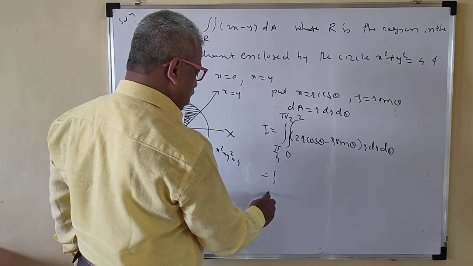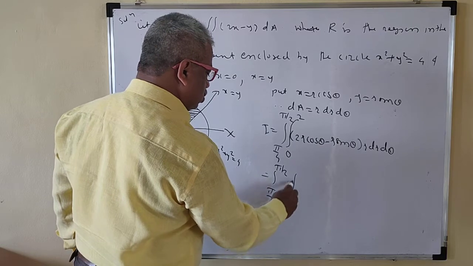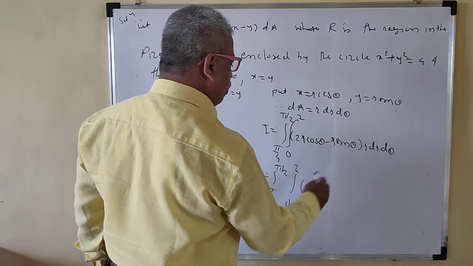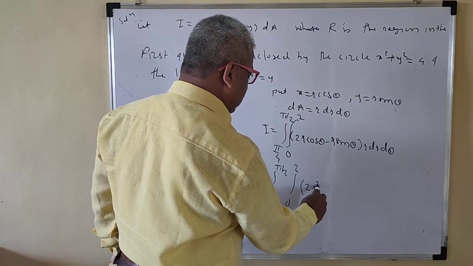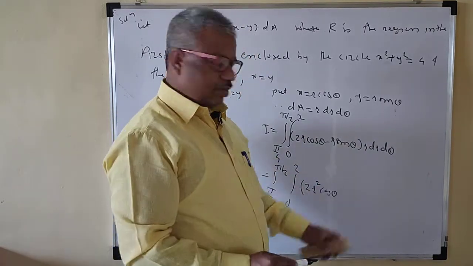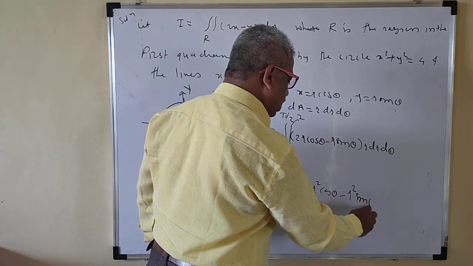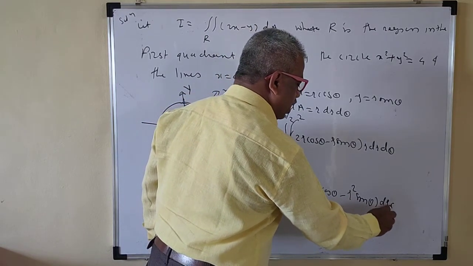So this is pi by 4 to pi. This is pi by 2. This is 0 to 2. So we will multiply by r. Always take care of this r now. Last time we missed that r. So here we have to remember to take the r. Take care of that r. So dr d theta.